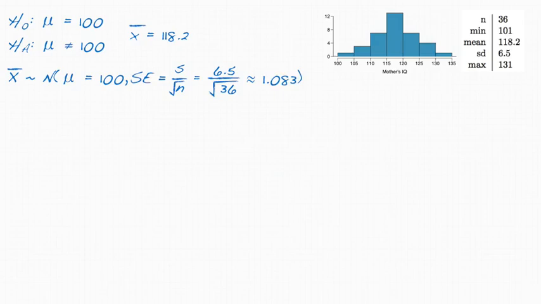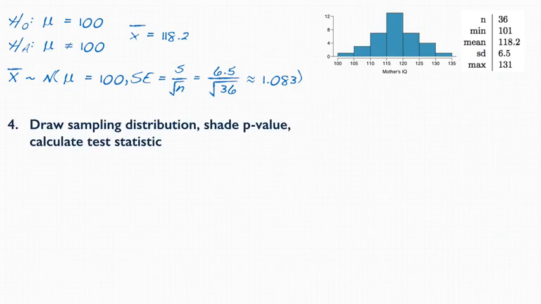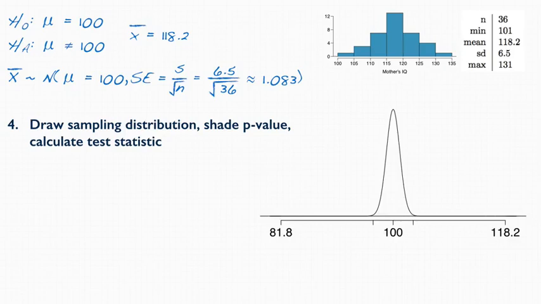So now we know the shape, the center, and the spread of our sampling distribution, which is going to come in handy when we're trying to draw the sampling distribution, shade the p-value, and calculate the test statistic. We have a nearly normal distribution centered at 100, and since the p-value is defined as the probability of observed or more extreme outcome given the null hypothesis is true, we need to shade the tails of the curve beyond our observed mean of 118.2. So we want to shade here at the higher end.